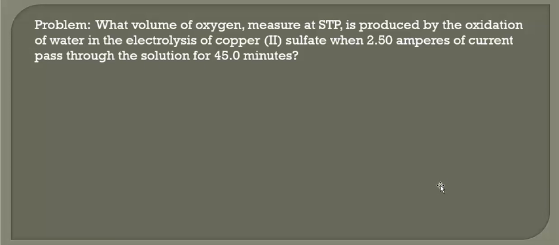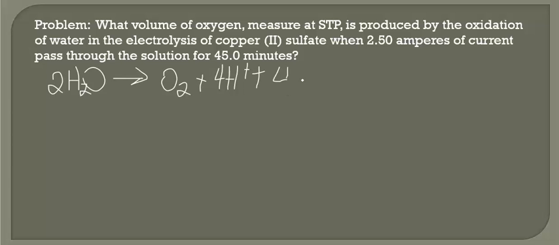Let's look at another problem very similar to the previous one. But now we're looking for the volume of oxygen produced by the oxidation of water. So what we need again is the half reaction. Go back to the electromotive series, and the half reaction looks like this. So there's the half reaction. This is oxidized, so this is the anode.